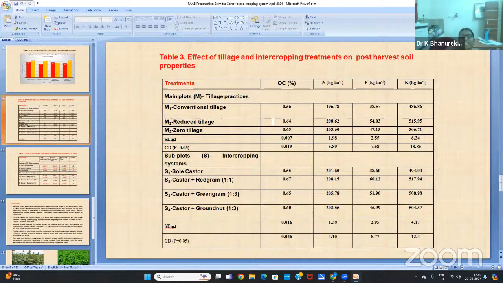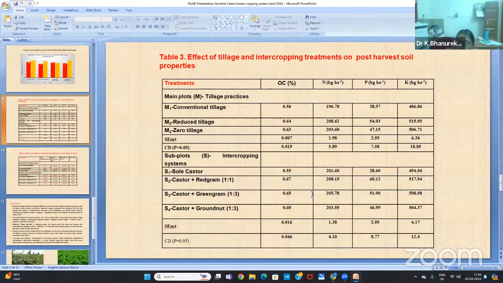Here also we could see that the organic carbon had a slight increase over the conventional tillage in reduced tillage and zero tillage, because the disturbance is lower and the addition of organic matter is higher in this, this being the third cycle of the experiment. And the nitrogen, phosphorus, and potassium buildup was also a little high as compared to that of the conventional tillage.